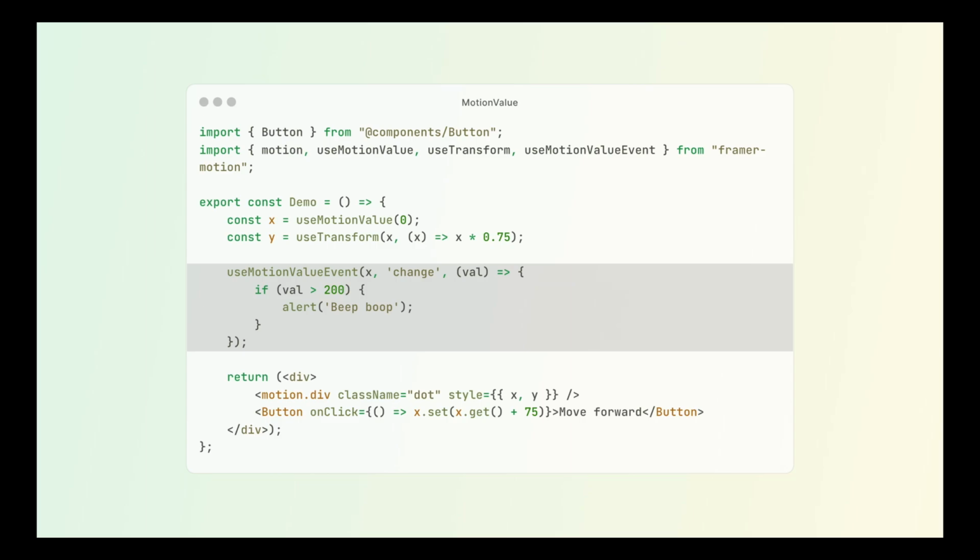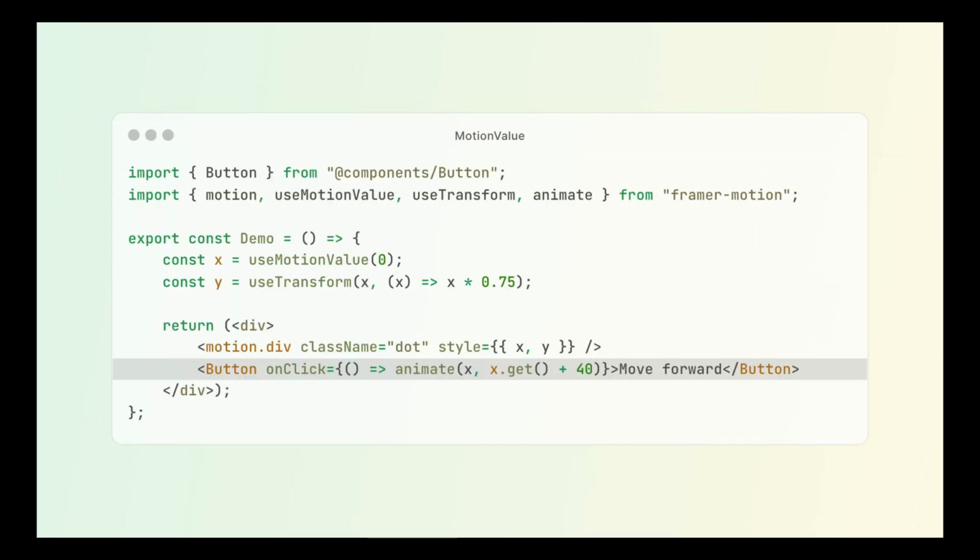You can react to changes of a motion value. For example, you might want to flip some state or show some message when a value gets past a certain point. That's when you use the useMotionValueEvent hook. It can react to changes of a motion value, and it can also react to animation start and animation end events for a motion value.